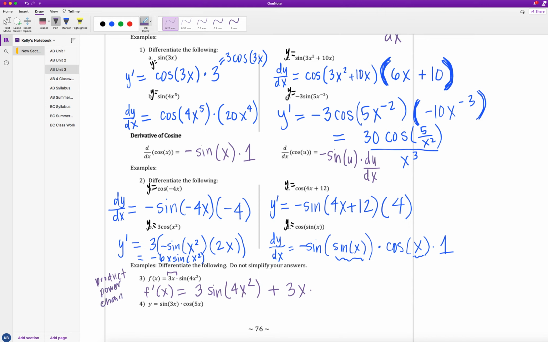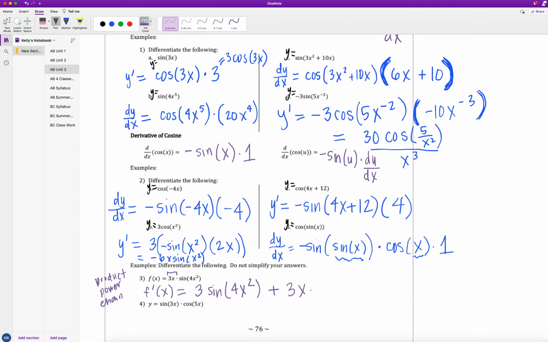So first we have a product rule since I have 3x times sine of 4x squared. To take the derivative of 3x, I had to use a power rule. And to take the derivative of sine of 4x squared, I'm going to have to use a chain rule and a power rule.